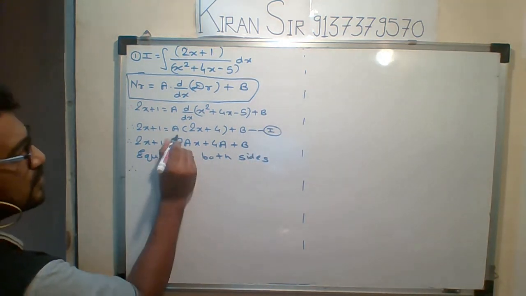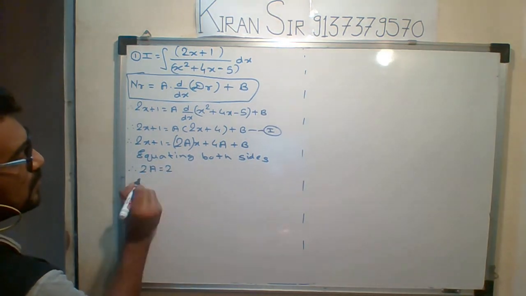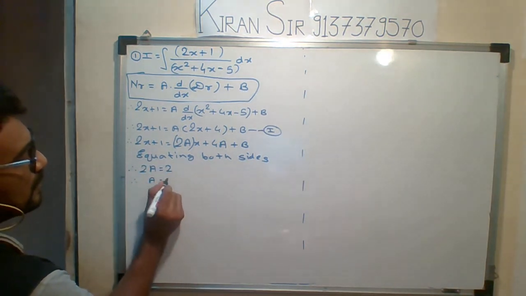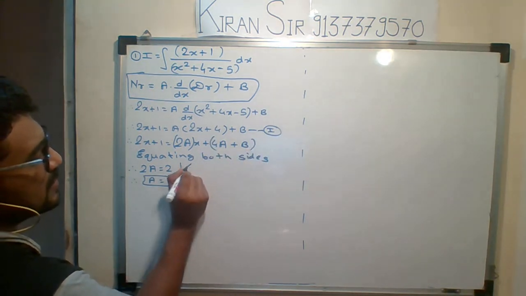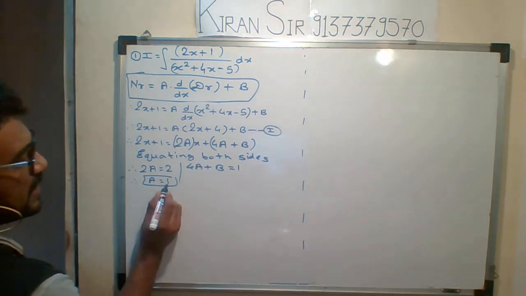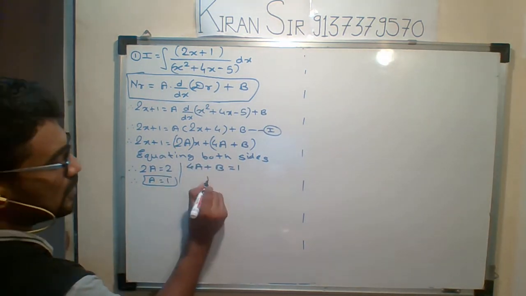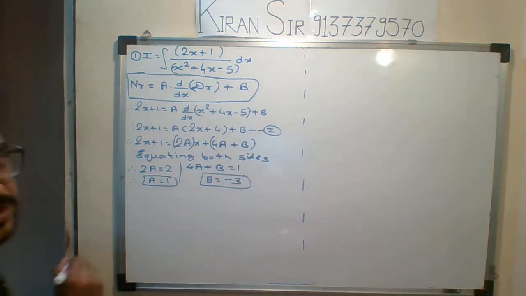Coefficient of x. What is the coefficient of x here? 2a. And what is the coefficient of x on the left hand side? 2. So a equals 1. And what is the other constant? On the other side, the constant, and the constant on the left hand side is 1. So what value of a did we get? 1. 4 ones are 4. So b equals 1 minus 4, which is minus 3.